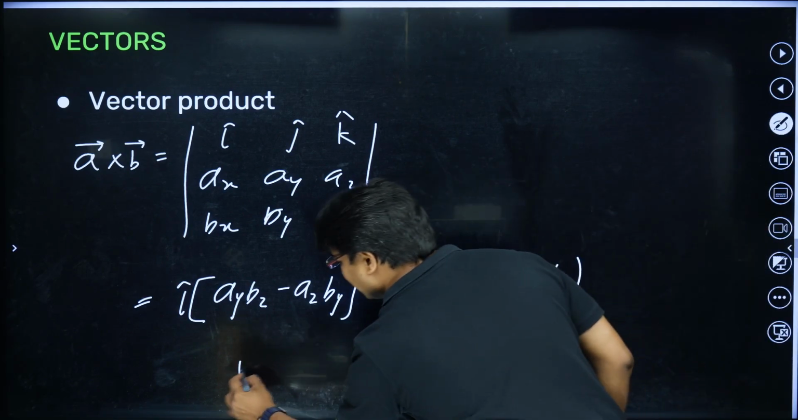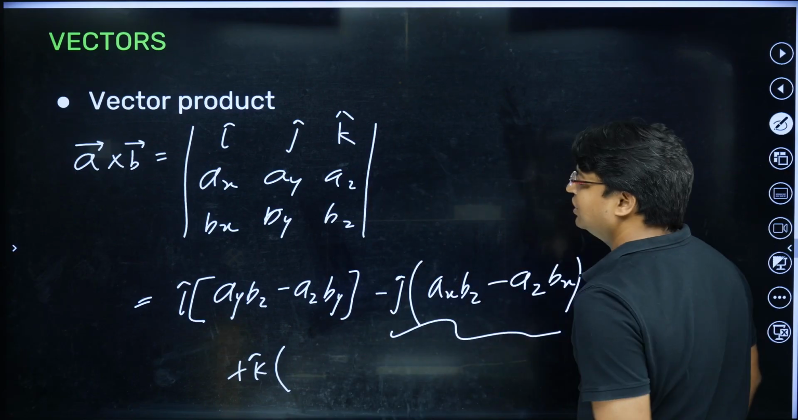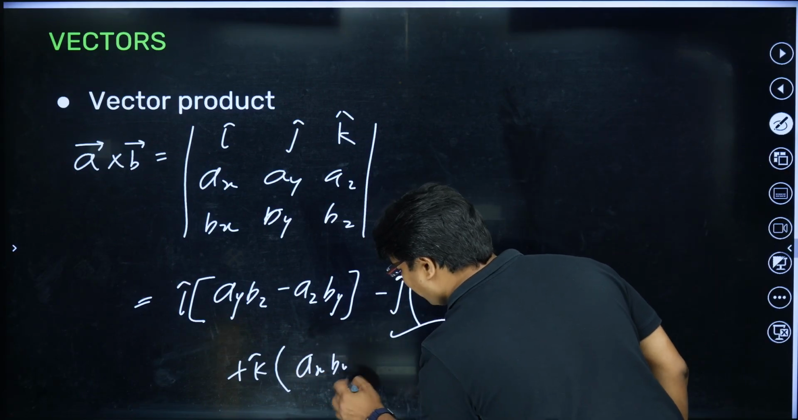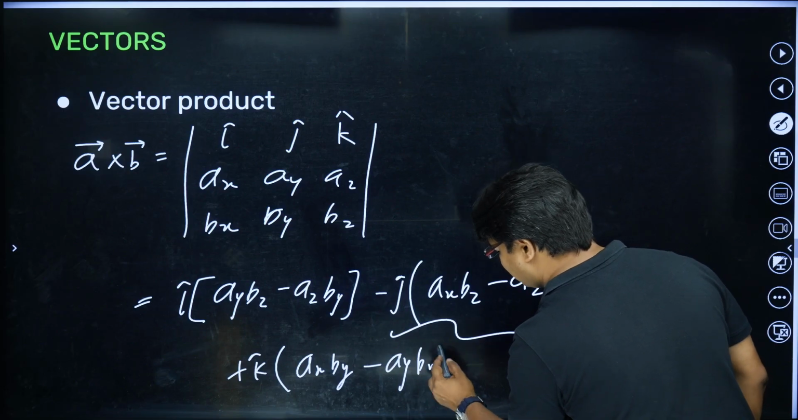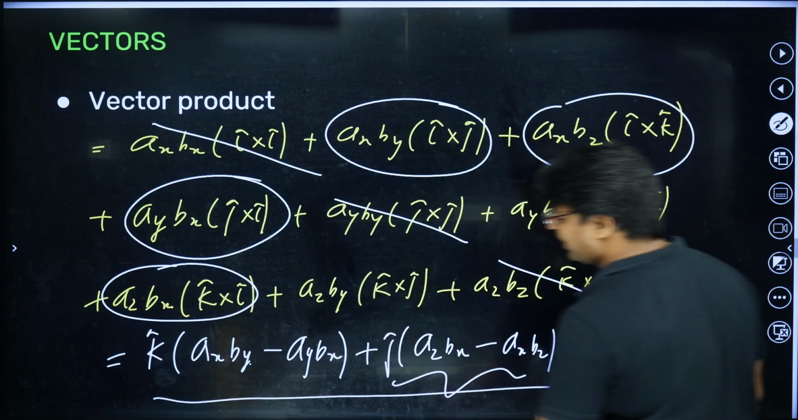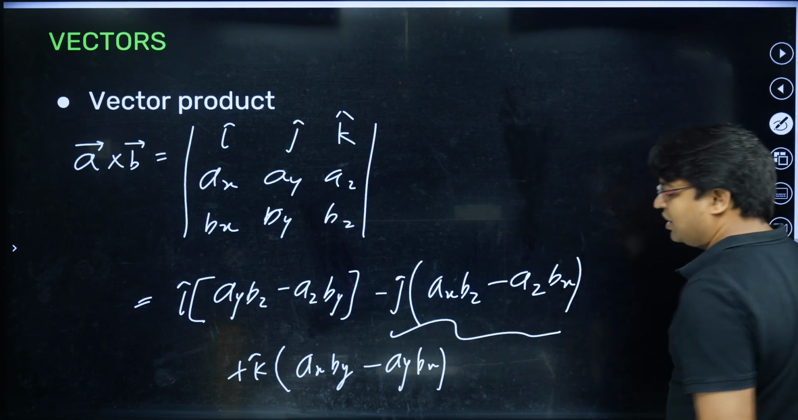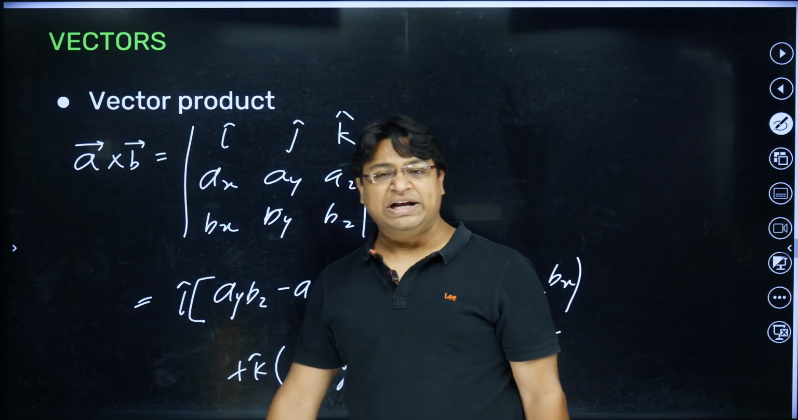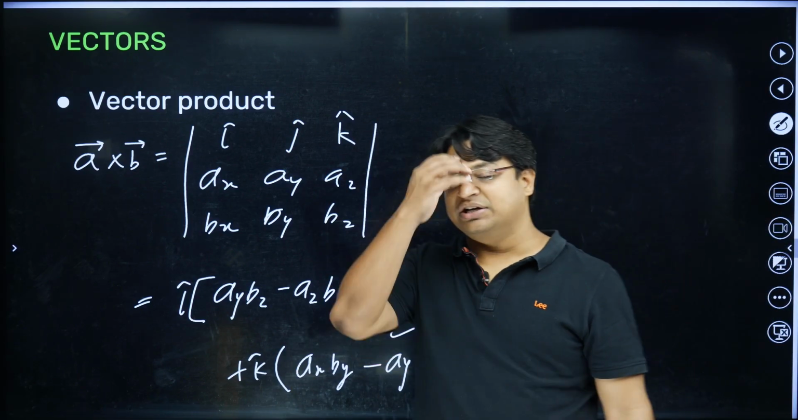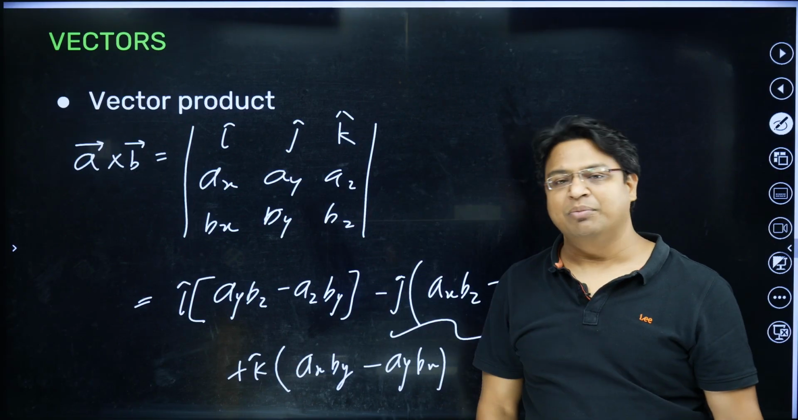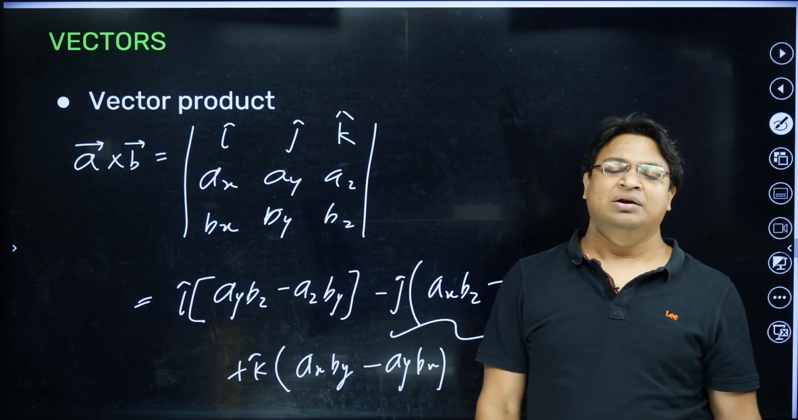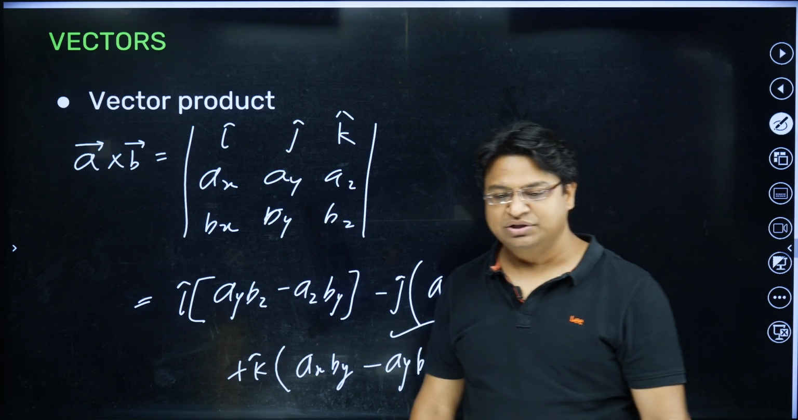And then finally K cap. K cap would be how much? It would be AX BY minus AY BX. Let's check K. AX BY minus AY BX. So that's it, guys. If you write the vector product in determinant form, then you are all good. No problems with this. Okay, so I hope you understood this also.